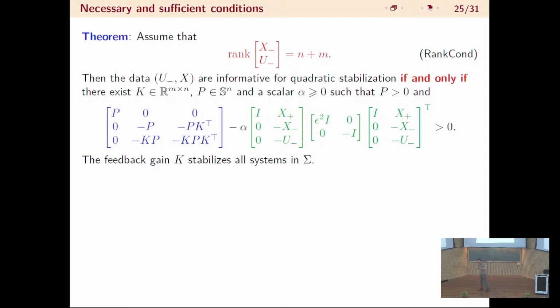So in comparison to the proposition that we had before, we now have an if and only if statement. Not only are the data informative for quadratic stabilization if you can find a solution to this matrix inequality, but also the reverse statement holds. But we do, for the moment, have to impose this rank condition on the data.